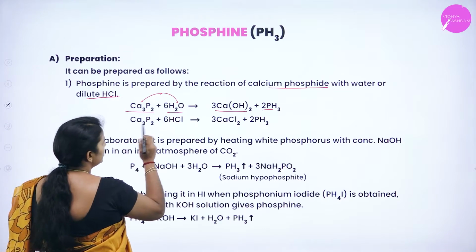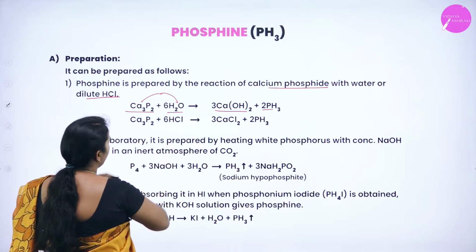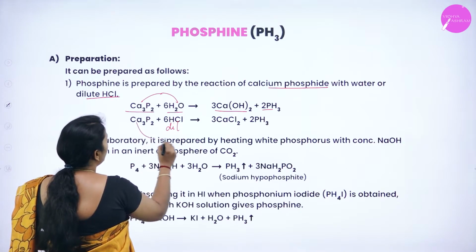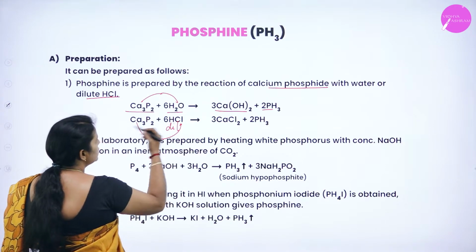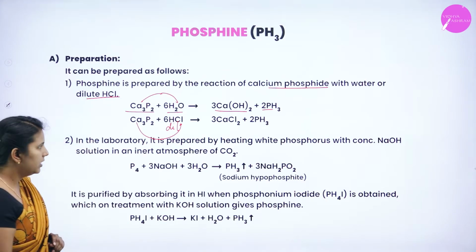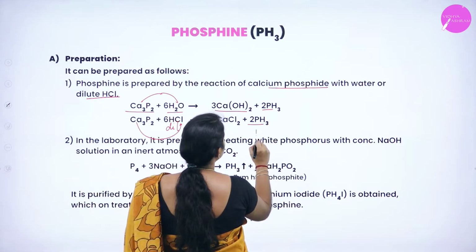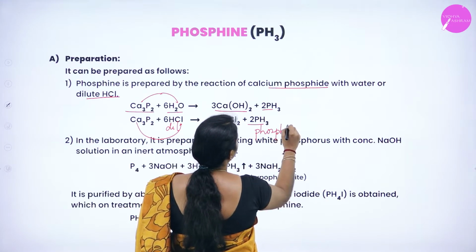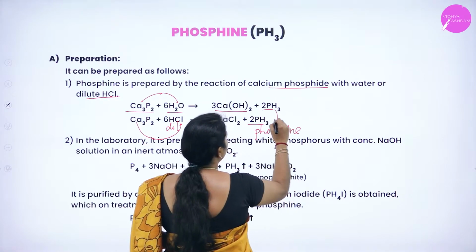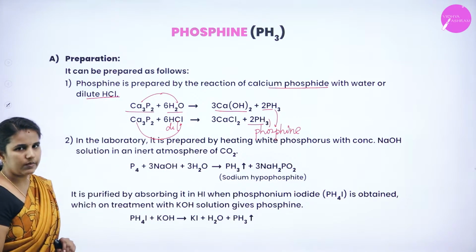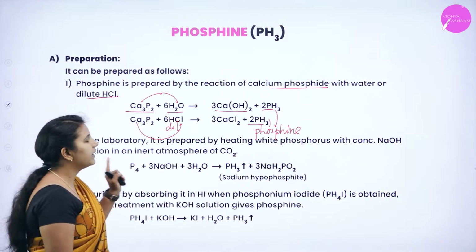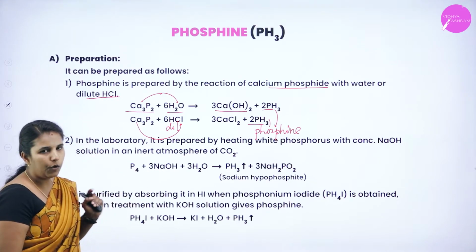Similarly, if calcium phosphide reacts with dilute HCl, it will form calcium chloride and also phosphine. So what is this product? This is phosphine. These two are nothing but phosphine. This is how we can easily prepare phosphine just by considering calcium phosphide.